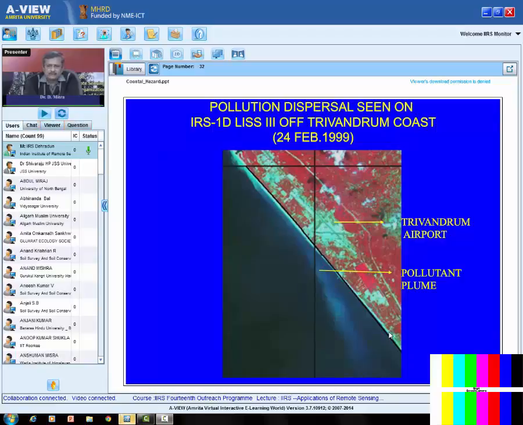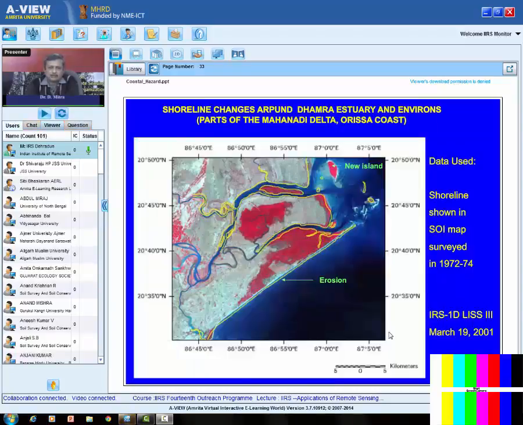This is again from satellite data. This is pollution dispersal seen on the IRS 1D image of Trivandrum coast, 24th February 1999. You see, this is the Trivandrum airport. Very nicely you can see. This is the conduit, and from here they put the pollution, and you can see how the pollutant plume is migrating along the coastal area. Very well you can see from a simple satellite image without any enhancement. From satellite data you can find out, yes, there is some pollution happening in the coastal area.